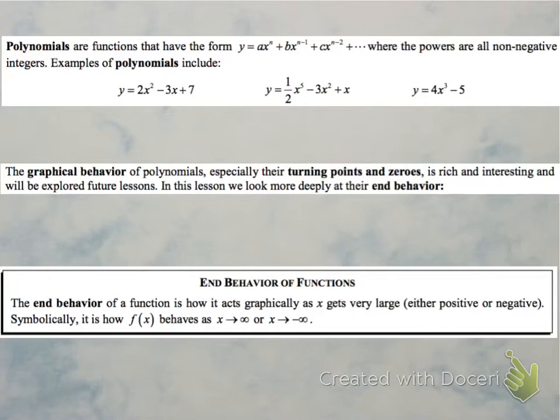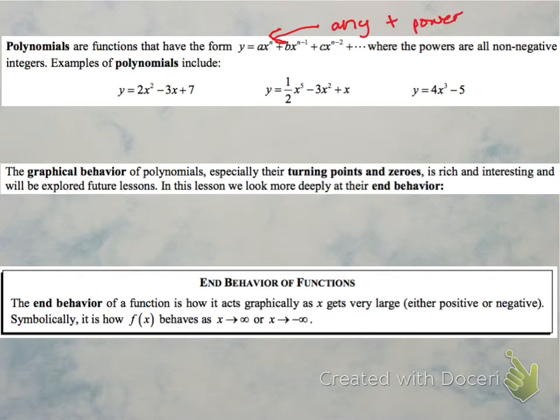Hello everybody. Today we're going to talk about end behavior in polynomials. So a polynomial is a function that has the form y equals ax to the power of n. And the reason that there is an n right there is because this can be any power. Any positive power.